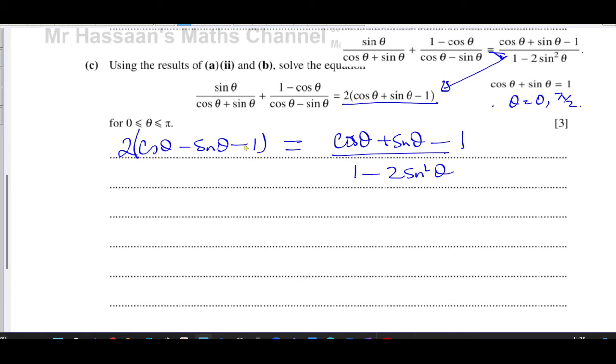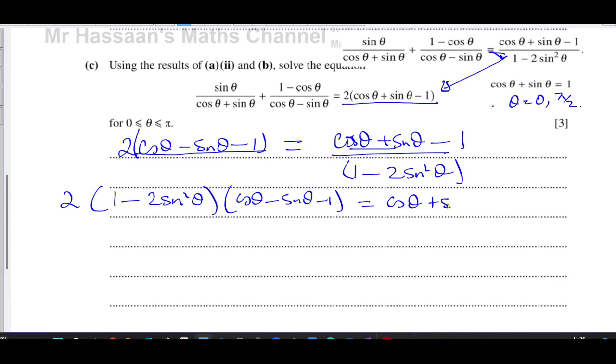I'm going to keep this as it is because I can see that there's a kind of similarity between this expression and that expression. Well, I'm going to just get rid of the fraction. So I'll multiply both sides by 1 minus 2 sine squared theta. So I'll have that times 2 cosine theta minus sine theta minus 1. I've just multiplied these three things, like this bracket with those two, without expanding it. And then this is equal to cosine theta plus sine theta minus 1. Now, I'm going to take this as a whole thing and move it on this side.